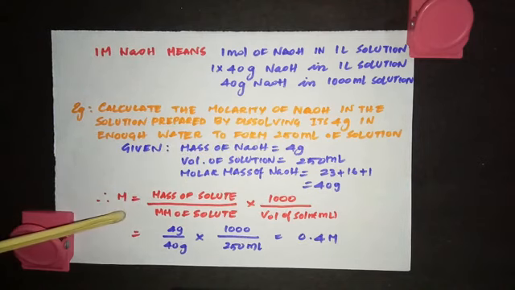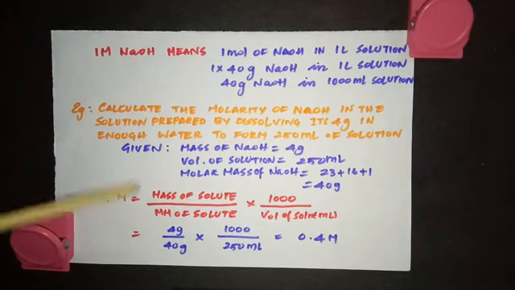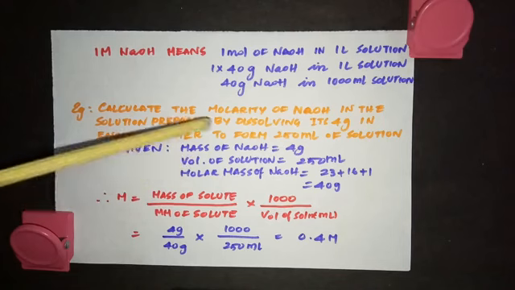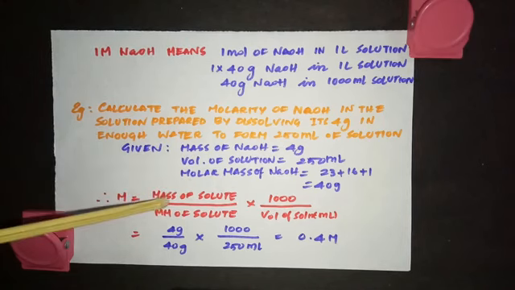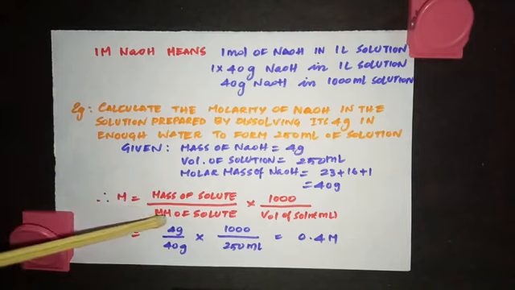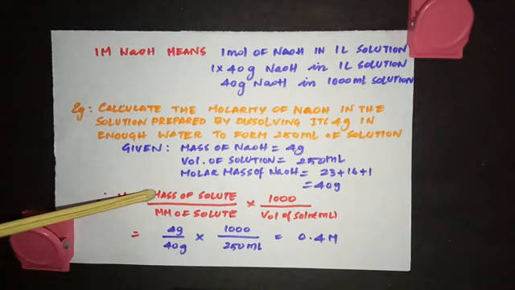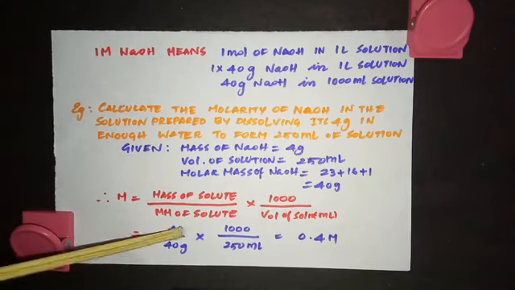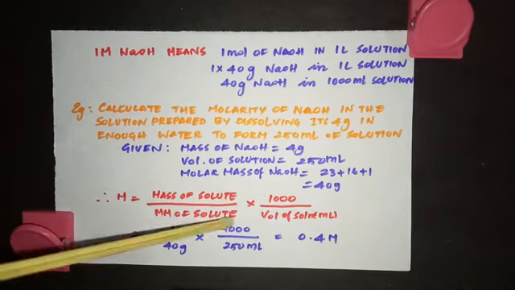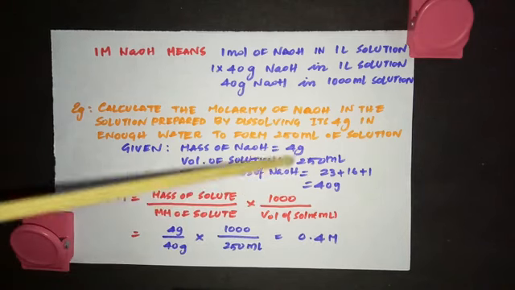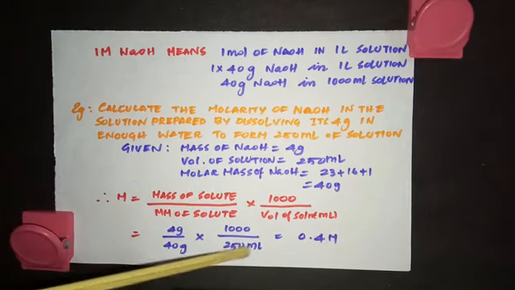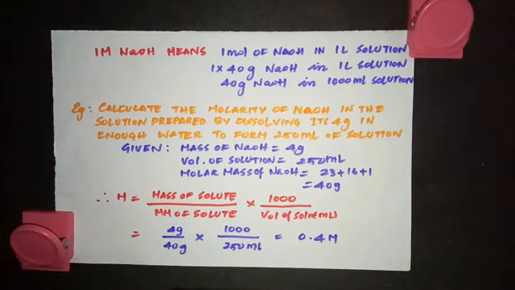Now you are going to calculate the molarity of the NaOH solution. What is the formula? Number of moles of solute by volume of solution in liters, or you can take this, mass of solute divided by molar mass of solute into 1000 by volume of solution in ml. What is the mass of the solute? 4 gram. What is the molar mass of solute? 40 gram. And 1000 divided by what is the solution? It is given in ml. So 1000 divided by 250 ml. So that gives you 0.4 M, capital M, or you can say mole liter inverse. So this is how we are going to calculate molarity of any solution.